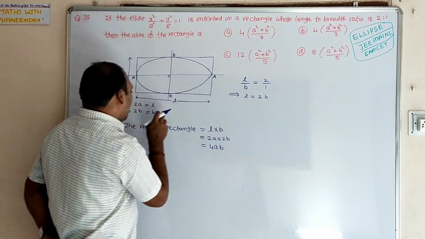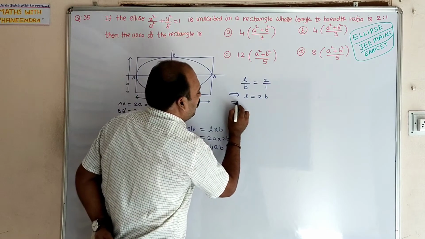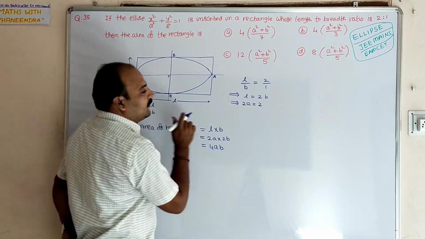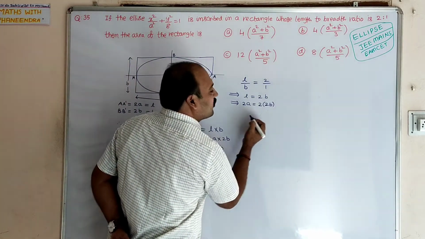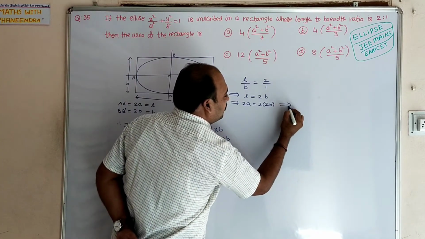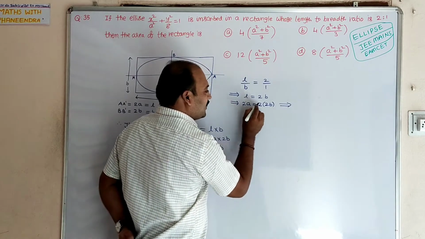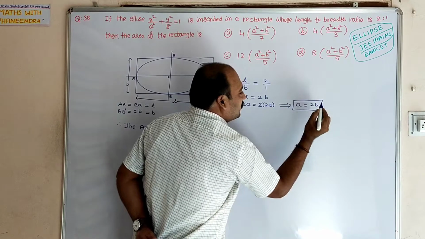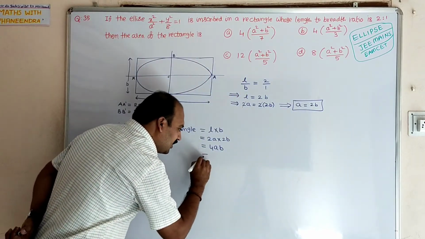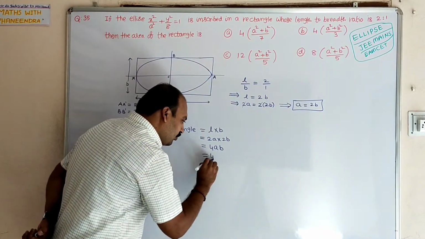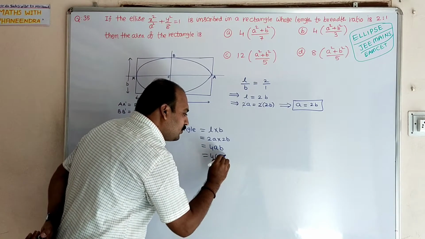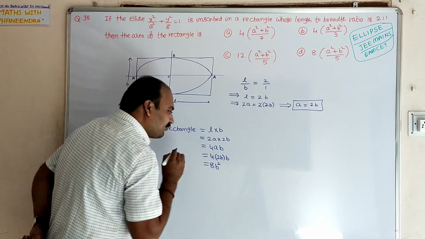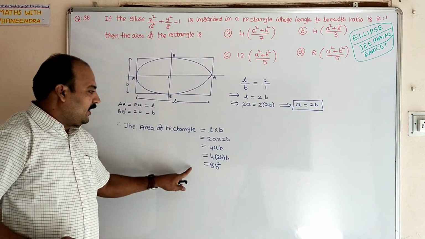What is L? Length is given as 2A. Don't confuse here. 2 into breadth B is equal to 2B. So that implies that 2 get cancelled. A is equal to 2B. If we substitute here, 4 into 2B into B, which is equal to 8B square. This is the area of rectangle.